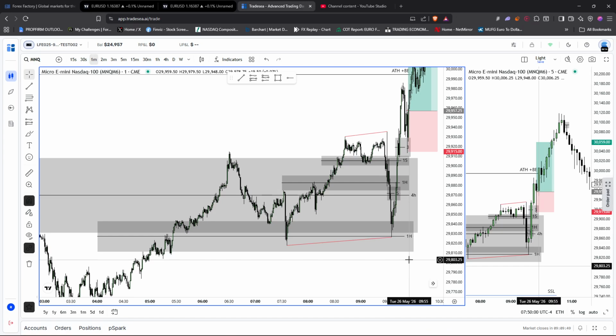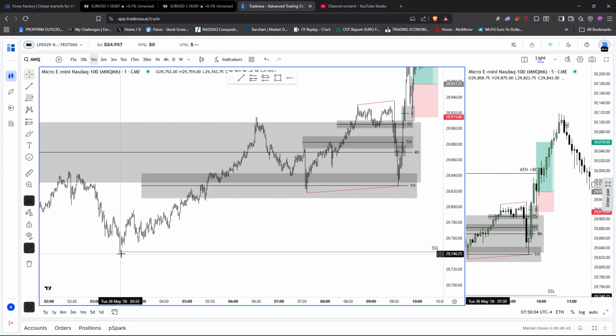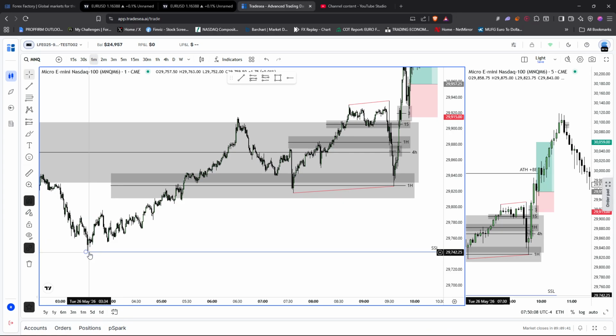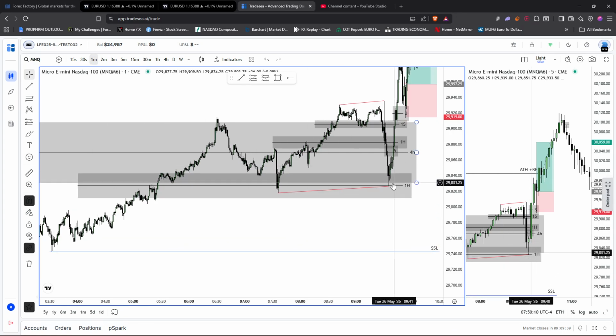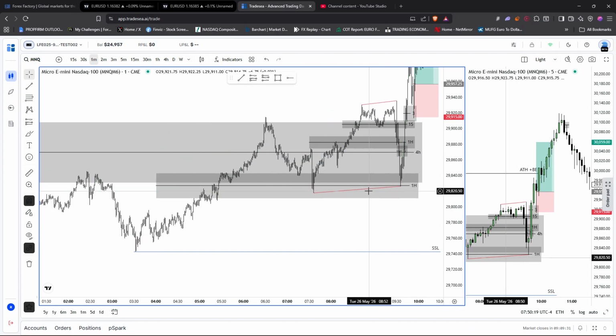At this point, ES had already taken out this London low. So this is already the blue line, this is the sell side liquidity, also the London low. ES had already taken out this low, but NQ had not taken this low, and it just started rejecting the 1 hour consequent encroachment.